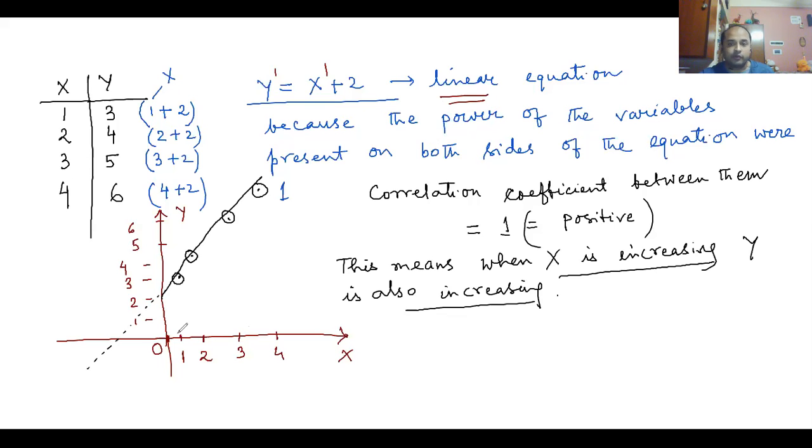So for example, if for 1 we have got the value 3, for 2 we have got the value 4, for 3 we have got the value 5, and 6, like this, then this will not pass through the origin. I am going to show that to you graphically with the help of the software right now.